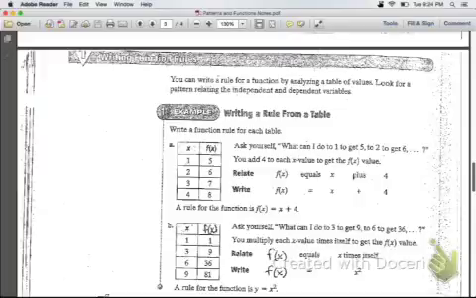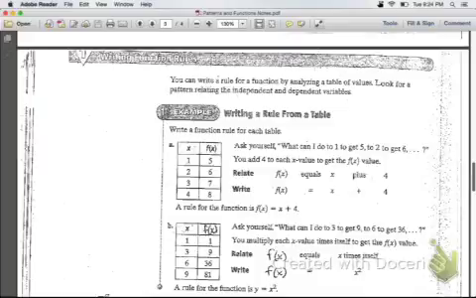So the next page has us kind of doing the same thing, but maybe looking at it a little bit differently. And it gives you some prompts on what to look at. So it came from a different section of the book. It says you can write a function, or rule for a function by analyzing the table of values. Look for a pattern relating the independent and dependent variables.